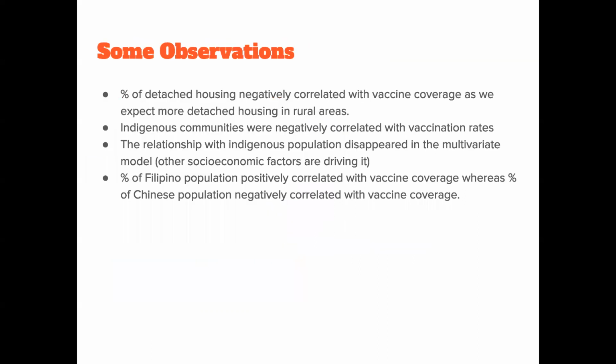Some observations from our model: the percent of detached housing negatively correlated with vaccine coverage, as we expect more detached housing in rural areas, and rural areas have less vaccine coverage. Indigenous communities were negatively correlated with vaccination rates. The relationship with Indigenous population disappeared in the multivariate model, though, as other socioeconomic factors are largely driving it. The percentage of Filipino population positively correlated with vaccine coverage, whereas the percentage of Chinese population negatively correlated with vaccine coverage.